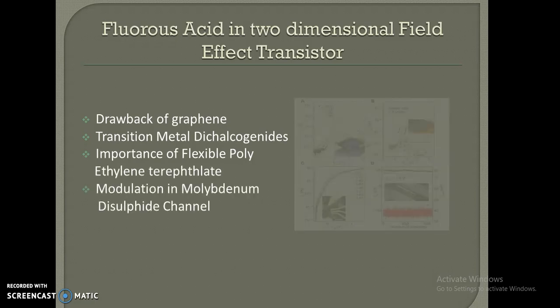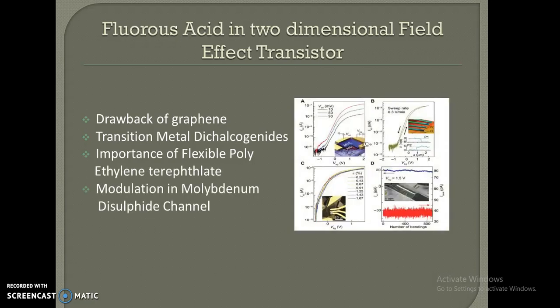Now I would like to discuss the images. There are four images: A, B, C, D. I would like to give you a little bit of the concept of these. Image A shows the source, drain and gate voltage for a molybdenum sulfide field effect transistor with an 8 nanometer oxidized hafnium sulfide film, schematically shown in the inset.